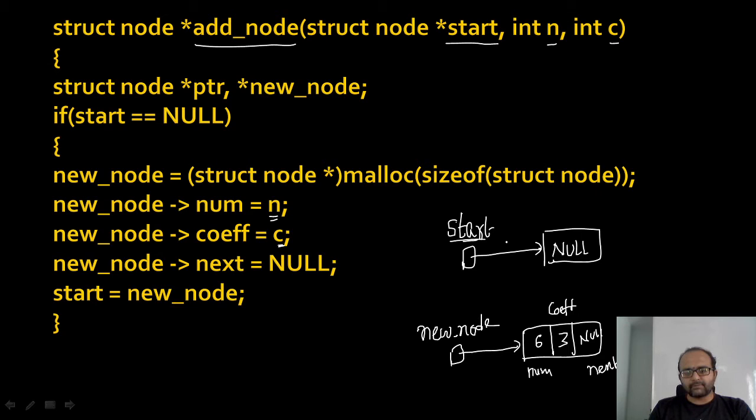So it's very simple. We have to make sure that start pointer from now onwards is pointing to this new node. So then we can say this is the new node that is added, and you can see this newly added node is available here.